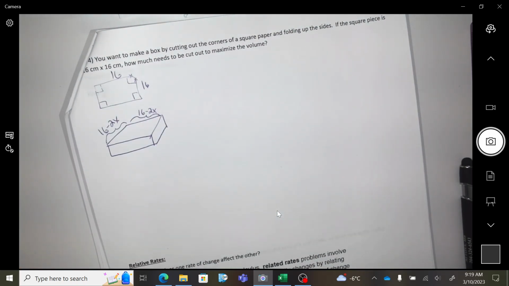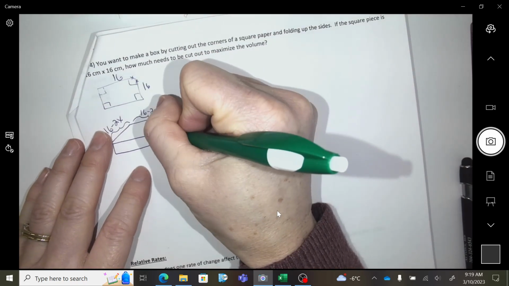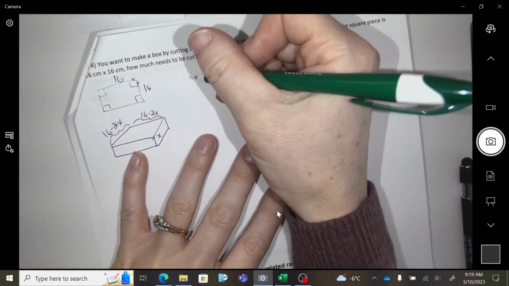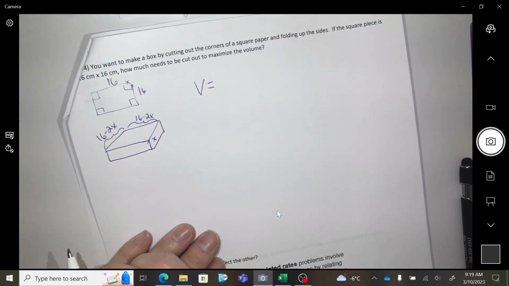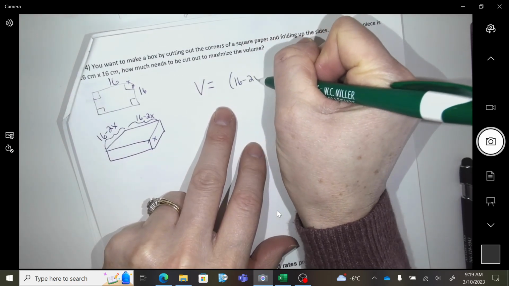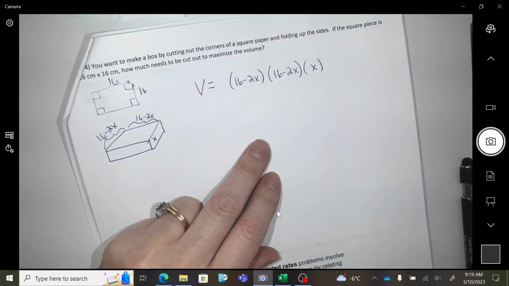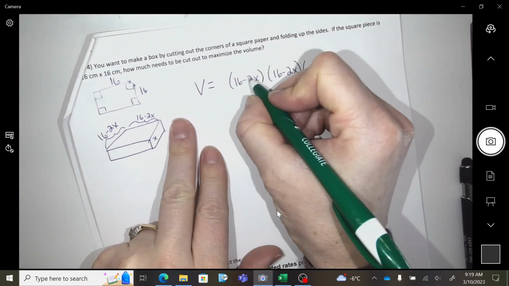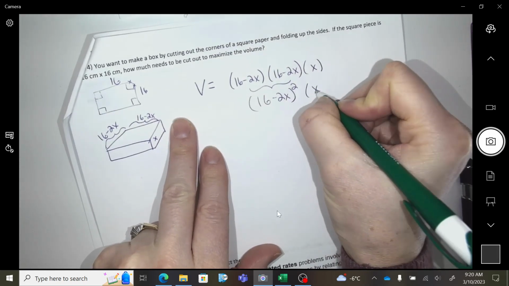Obviously, if your paper lengths were different, that would be different. And then what happened to the dimension when you folded it up? What was the height dimension? Just x, because you flipped the x amount up. Okay, so we're trying to maximize the volume. Length times width times height. I think I'm going to rewrite that squared, if that's okay with you.